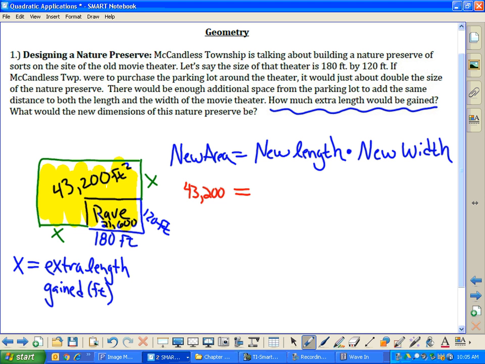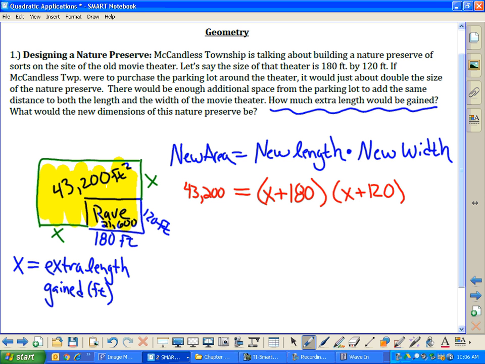What's the new length, Dom? Good job. Or x plus 180. We wrote it in standard form. How'd you get that? Yeah, they're not like terms, you can't synthesize them, you have to put them together. New width, Maddie. Yeah. And so now we have a quadratic equation that we could solve.